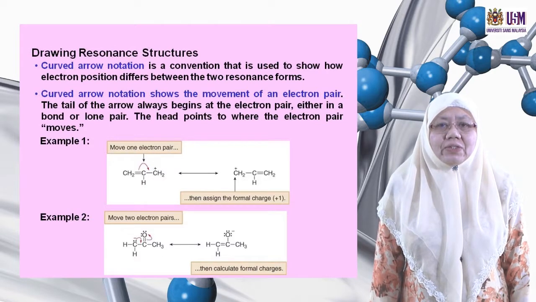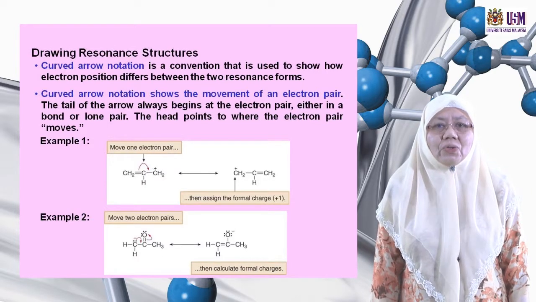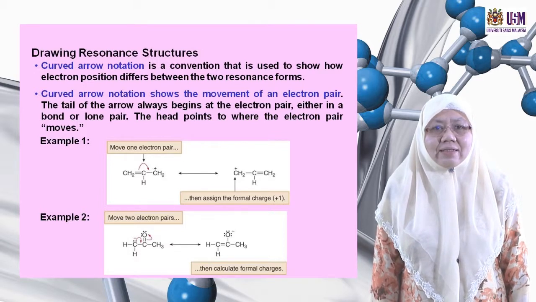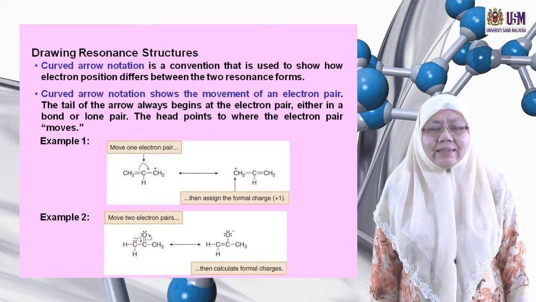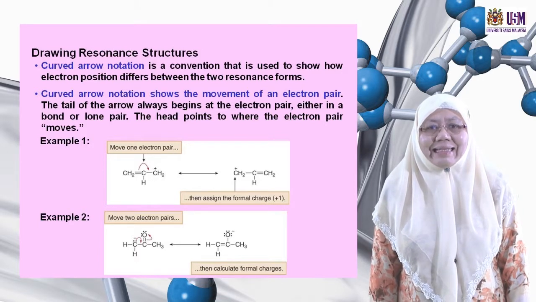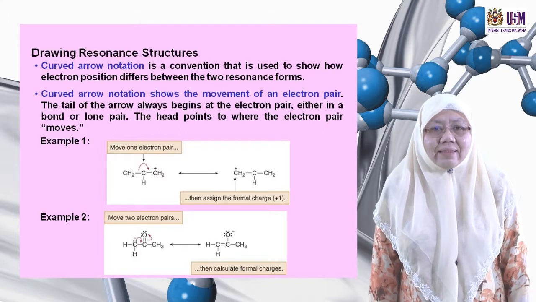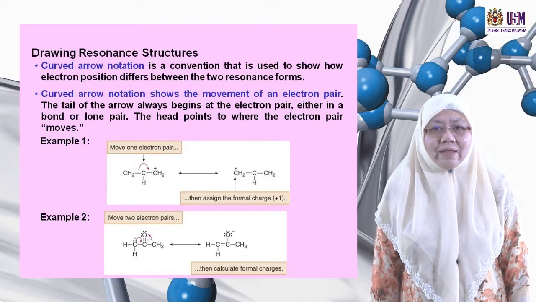Curved arrow notation is a convention that is used to show how electron position differs between two resonance forms. Curved arrow notation shows the movement of an electron pair. The tail of the arrow always begins at the electron pair. As we can see in example 1, the tail of the arrow begins at the double bond. It either begins at the double bond or at the lone pair. The head points to where the electron pair moves.